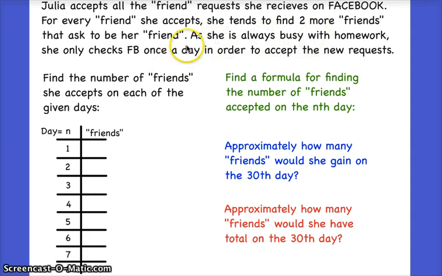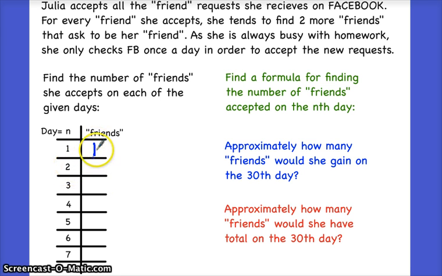As she is always busy with homework, she only checks Facebook once a day, always a good idea, in order to accept those new requests. So every day she's basically accepting twice as many requests as she did the day before. For every friend she accepts, the next day she gets two more referred friends, or picks up two more friends per friend. So on day one, she essentially accepts that first friend.